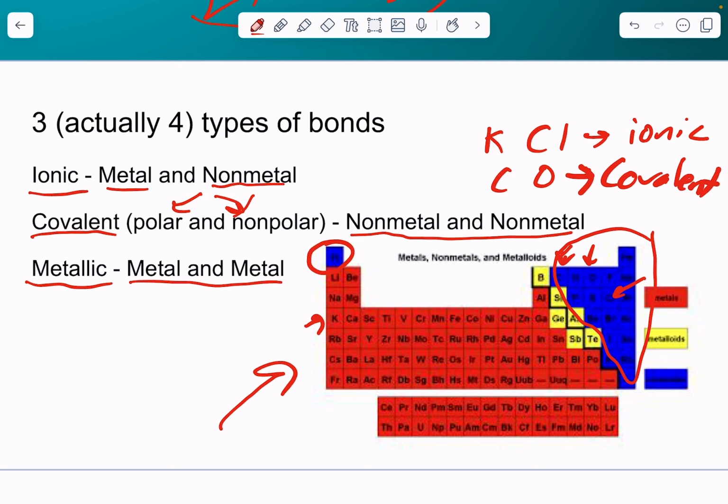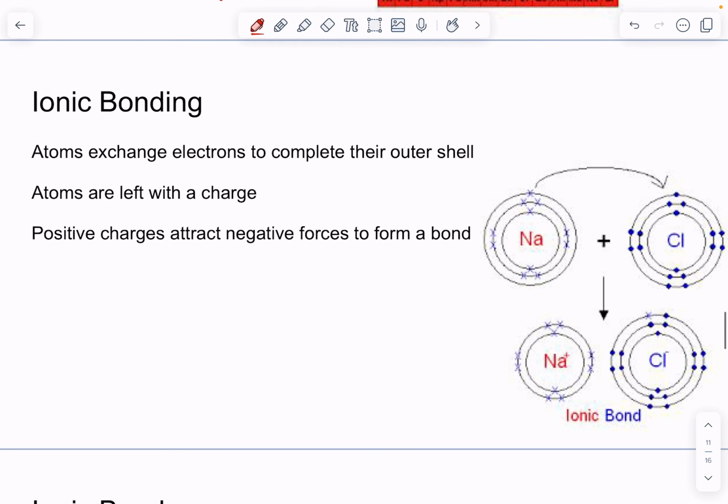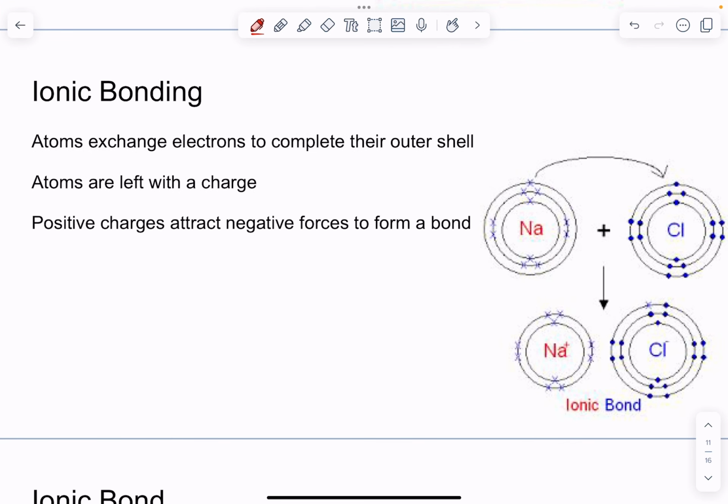And if I just have iron, or maybe it's iron and nickel, maybe it's iron, nickel, and copper, since they're all just metals, they're going to form metallic bonds. And that's how I can identify which type of bond I'm going to get. Now, looking more in depth, let's see what an ionic bond is.